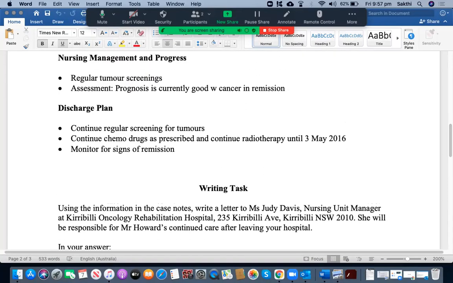Good. Discharge plan is continue regular screening for tumors. That's good. Continue chemo drugs as prescribed, and continue radiotherapy until 3 May. Instead of writing "continue radiotherapy", I think you have used the same words over there as well. You could have written a few other words. You can say, for example, radiotherapy should be provided until 3 May, 2016. Monitor for signs of remission. That's all right.